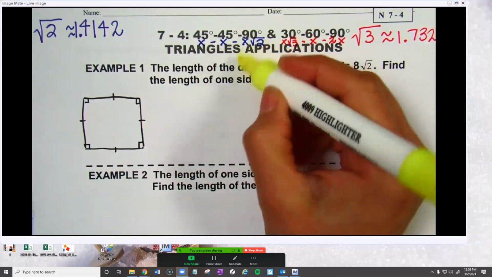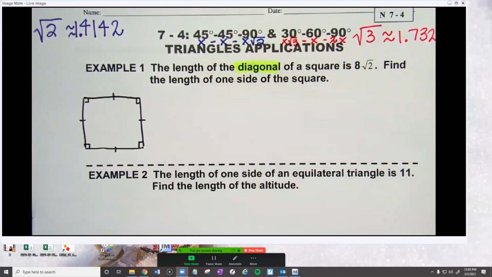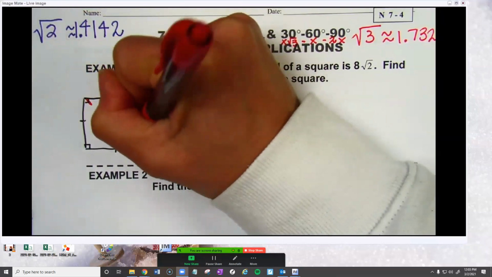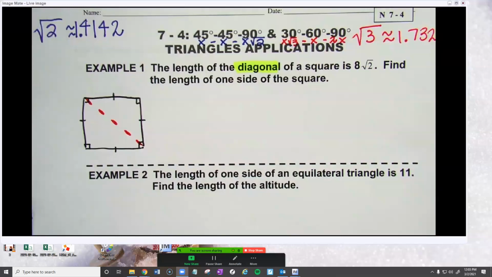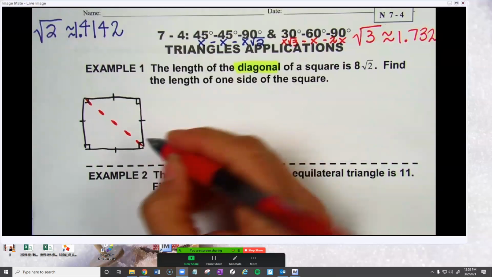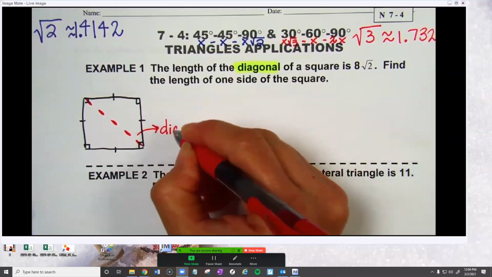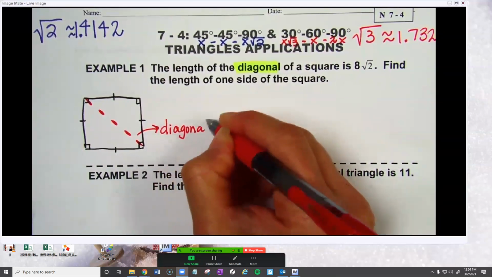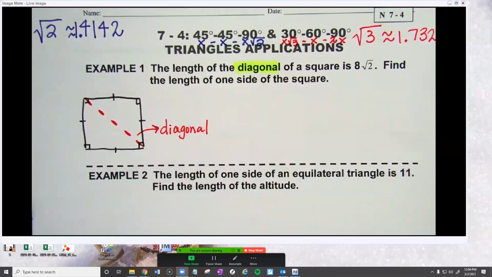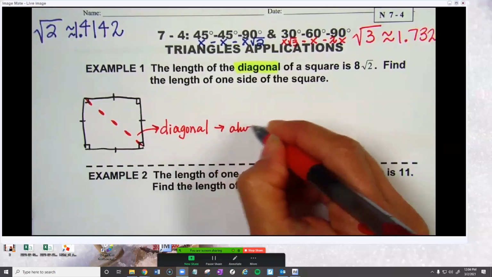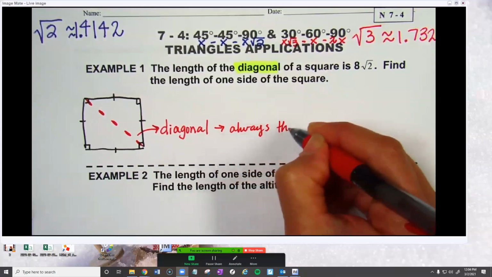The diagonal is going to cut it in half into 2 triangles. So the diagonal is going to be a slanted line that just cuts it into 2 triangles, just like that. So remember, that's the diagonal. It cuts it in equal halves. And y'all, the diagonal is always the hypotenuse.